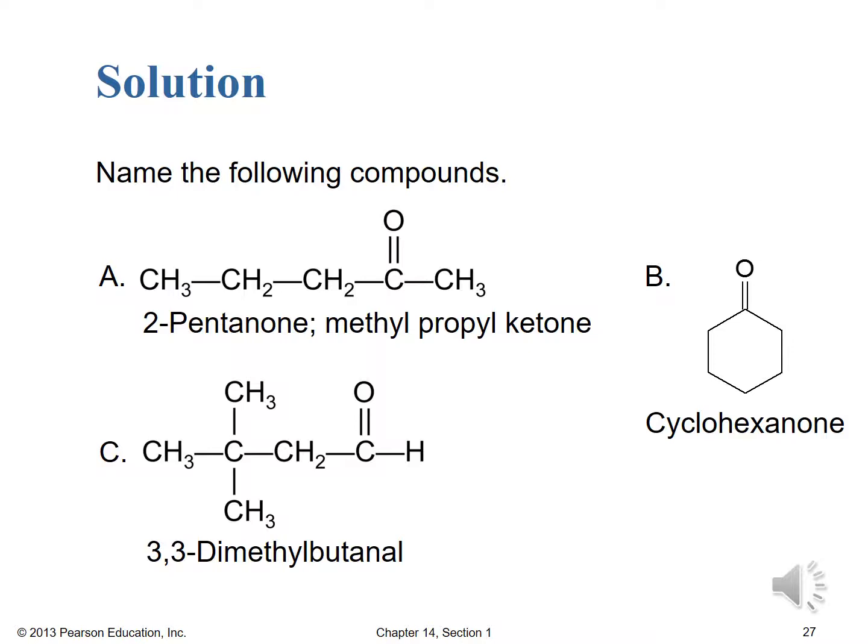For C, we have 3,3-dimethylbutanal, right? The longest carbon chain is 4 carbons. The first carbon necessarily has to be that carbonyl carbon. Therefore, when we count out, those methyl groups both appear on carbon 3, and that's why we have to say 3,3, and then of course the di to indicate that those substituents are both methyl groups. So 3,3-dimethylbutanal. Hopefully that went well for you, and you've gotten down the ability to name from a chemical structure.